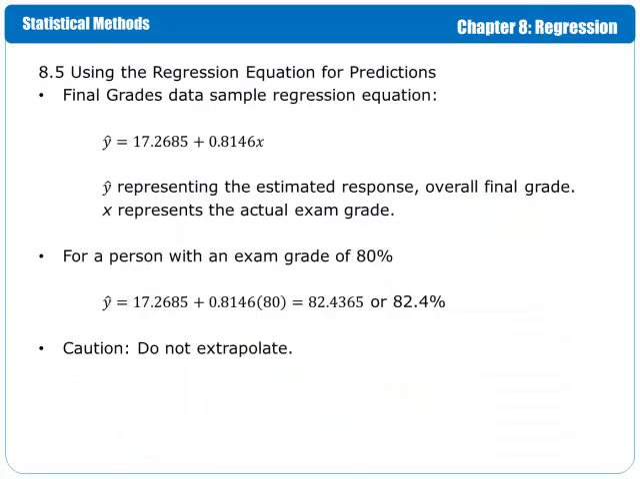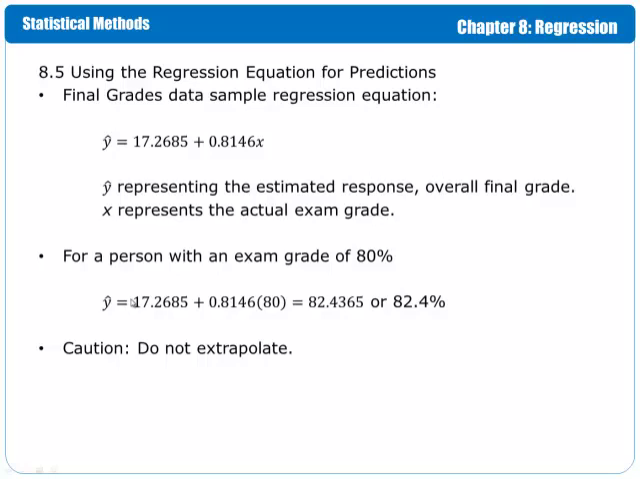We can use the regression equation for predictions. The final grades data sample regression equation is as follows. This is what we got from the output, recall? And so the y hat represents the estimated response, or the overall final grade. In the output it said grade here. And x represents the actual exam grade, which in the output it listed as grade.